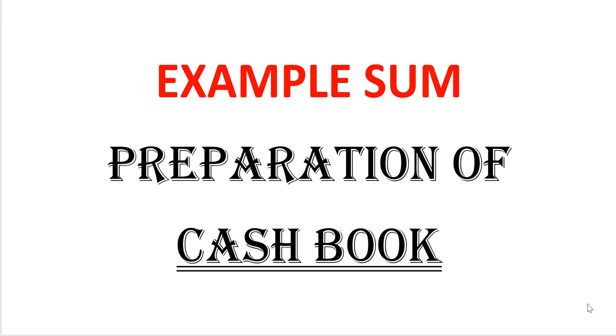When we are asked to prepare the cash book along with the journal, we will put all the cash entries in the cash book and we will pass journal entries for all the non-cash transactions. So in this video, we will solve example sums where we need to prepare the cash book along with passing journal entries for the non-cash transactions. So let's go to the first example sum.